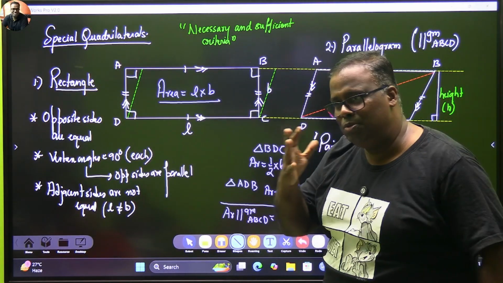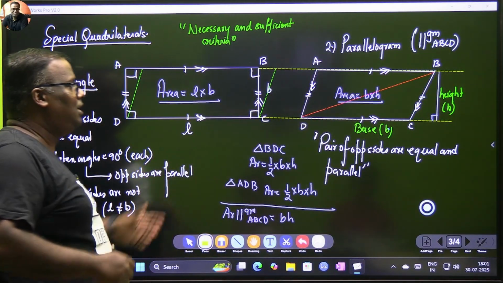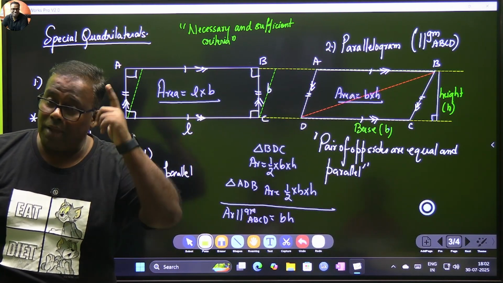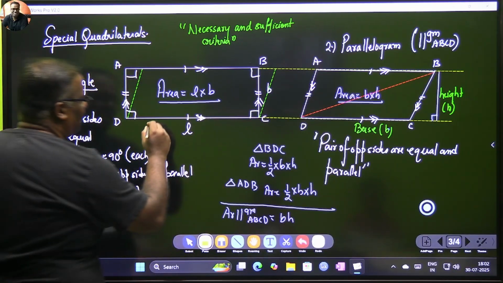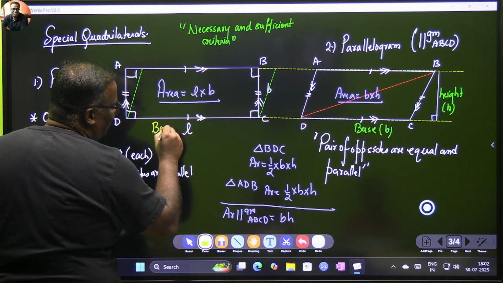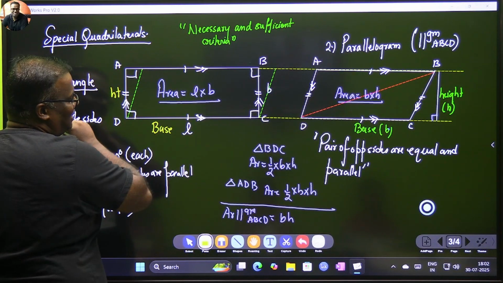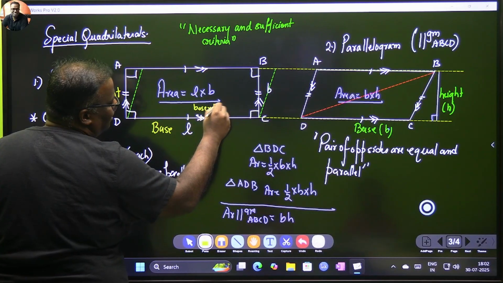But look at the beautiful part of it. Now see the beautiful part of it. I said that a rectangle is also a parallelogram. So the parallelogram's formula should also apply to the rectangle. Is it not the base of the parallelogram? And since this is 90 degrees, is it not the height? So you are actually doing base into height.